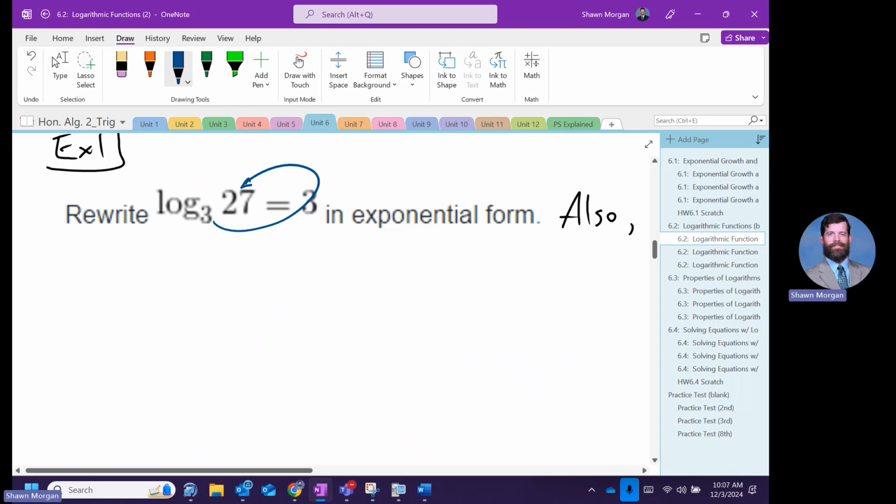Can you see it? What would you say? 3 to the third equals 27. And at that point, we say, oh, well, duh, Coach Morgan, I know 3 to the third equals 27. Yeah, great. We took a nice, easy math equation that was in log form, and now we've written it as a nice, easy equation in exponential form. Ready?